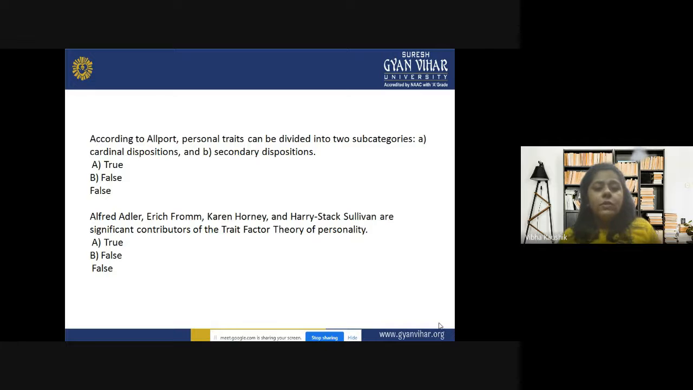Now the next one is Alfred Adler, Erich Fromm, Karen Horney, and Harry Stack Sullivan are significant contributors of the trait factor theory of personality. Now the options are A true or B false. Now you have to state whether this statement is true or false. Now the correct answer will be option B, means this statement is false.